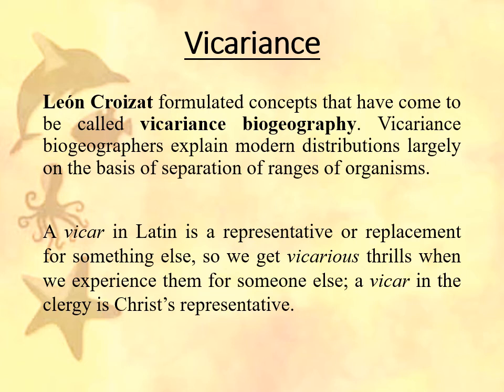Now, the idea of vicariance theory was first proposed by the Venezuelan botanist Leon Croizat. Croizat spent decades documenting geographic ranges of many different species of plants and animals. During this study, Croizat argued that biogeographic distributions of plants and animals are initially large. So they did not originate at a central point, or were not restricted to a central place from which they migrated.